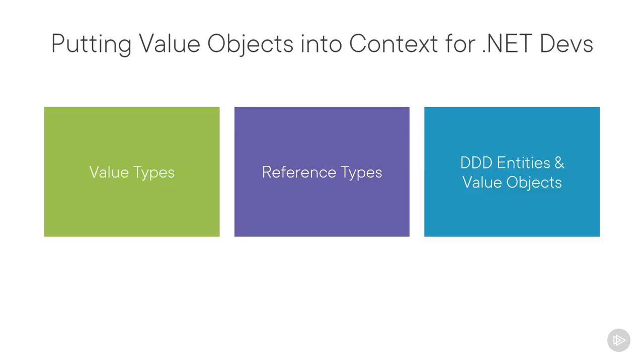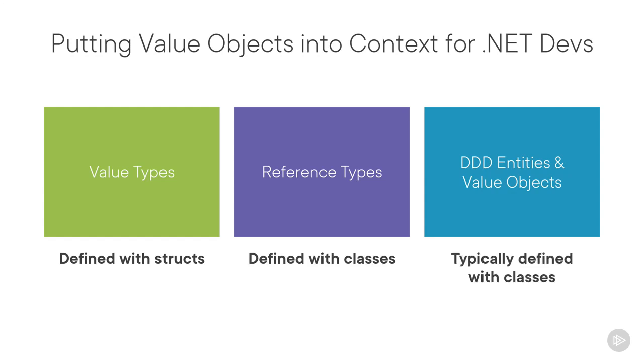Don't confuse the value objects pattern with C# and .NET support for value types and reference types. Custom value types in C# are defined with structs, while reference types are defined as classes. In DDD, both entities and value objects are typically defined as classes. Classes have advantages over structs when it comes to encapsulation and support for inheritance-based extension and reuse.